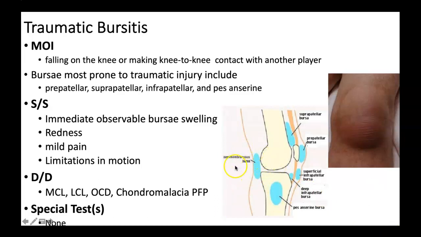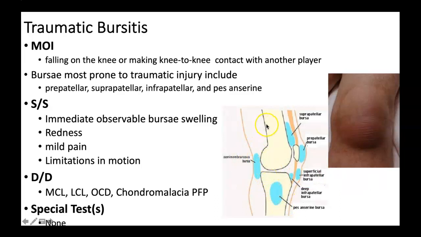We have this semimembranosus bursa. Its major role is to prevent friction or rubbing of the semimembranosus against the femur and the tibia. As you know, in terms of anatomical layout, the semimembranosus is closest to the femur and the tibia, and we know that there is a friction and rubbing that can occur, and so there's a bursa there to prevent that friction and rubbing.